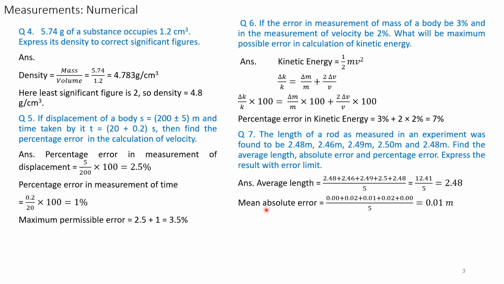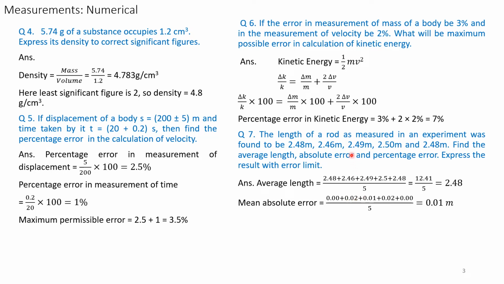Therefore, for mean absolute error, we have to find the error in each reading. We know the average length is 2.48. So for each, we have to find the difference between the measured value and the average value. Therefore, the first reading is 2.48. 2.48 minus 2.48 is 0.00. The next reading is 2.46. The difference between 2.46 and 2.48 is 0.02.